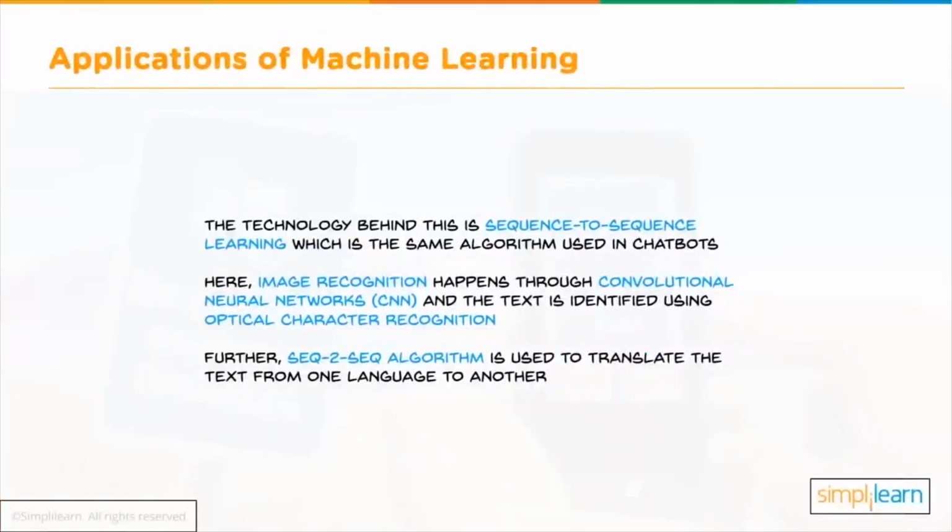The technology behind it is the same as sequence-to-sequence learning, which is the same thing that's used with chatbots. Here the image recognition happens using convolutional neural networks and the text is identified using optical character recognition. Furthermore, the sequence-to-sequence algorithm is also used to translate the text from one language to the other.